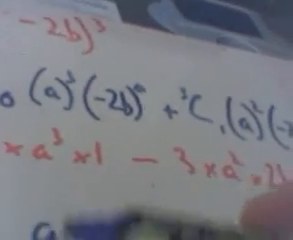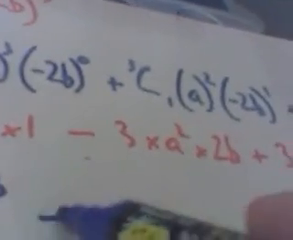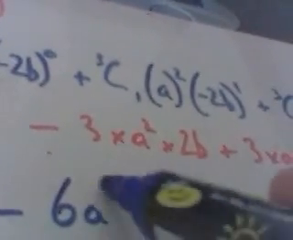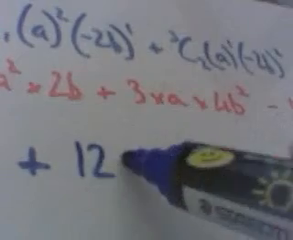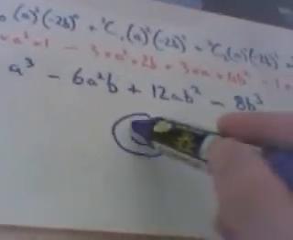Tidy that up. That's a cubed minus 6a squared b, because 3 2's are 6, plus 3 4's are 12, so that's 12ab squared, minus 8b cubed. If you got that one, big smiley face.